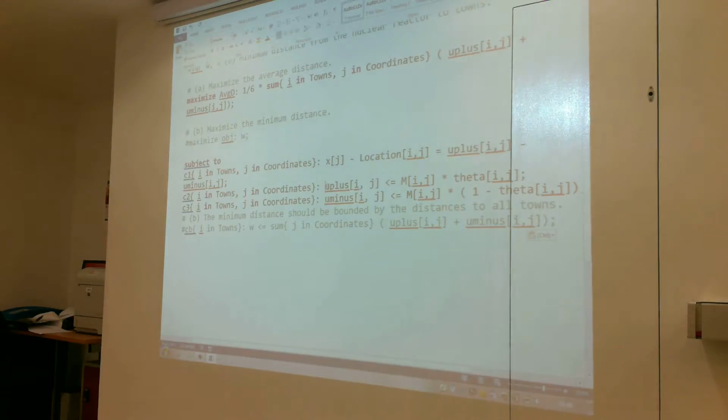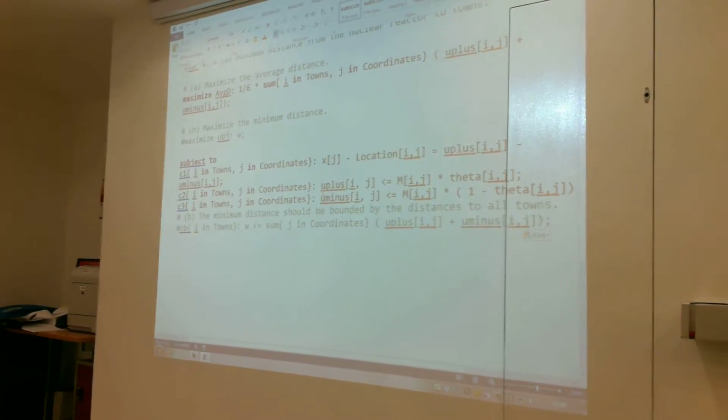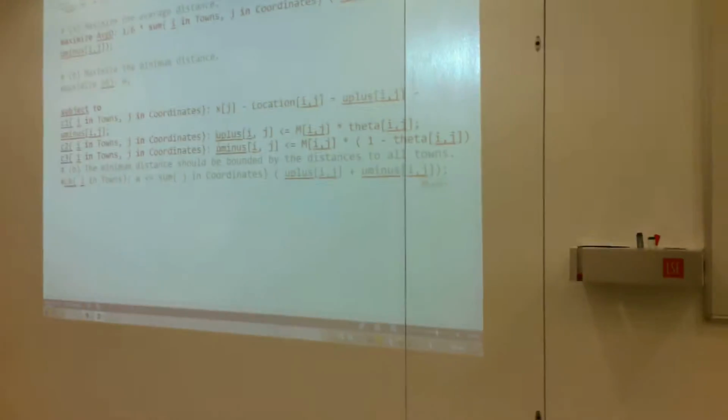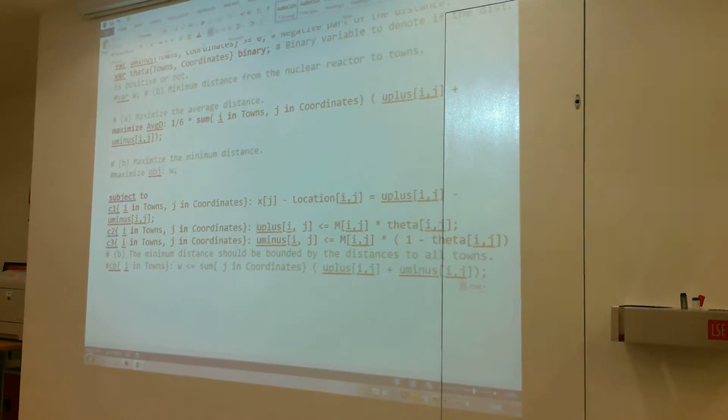And the second constraint and the third constraint are the 2 binary constraints we put here. We basically copy them over there. And that's it for the model.